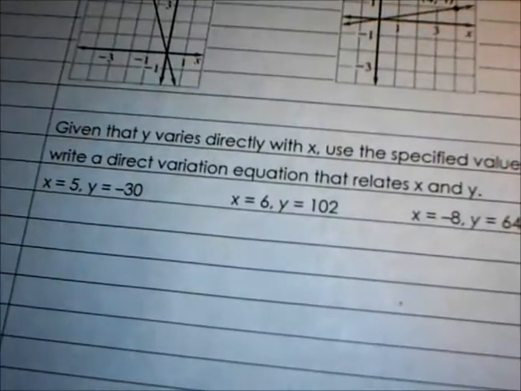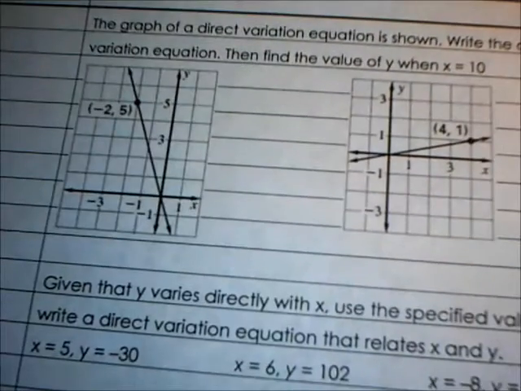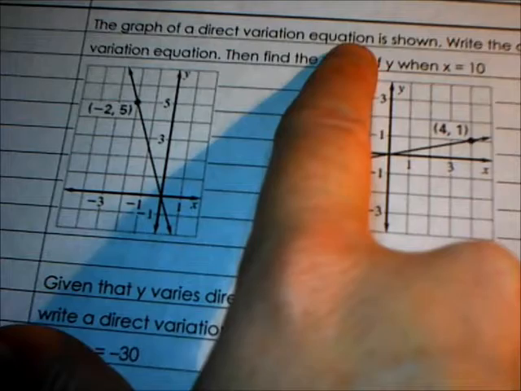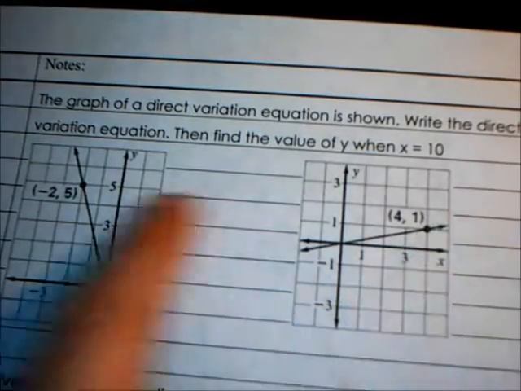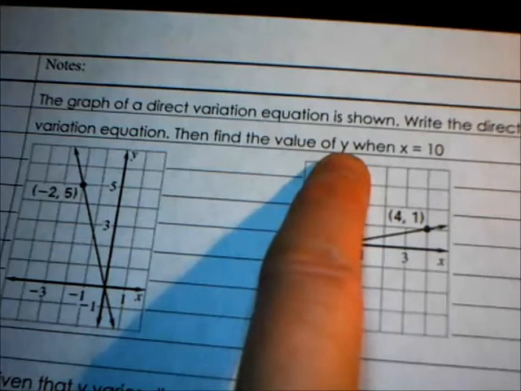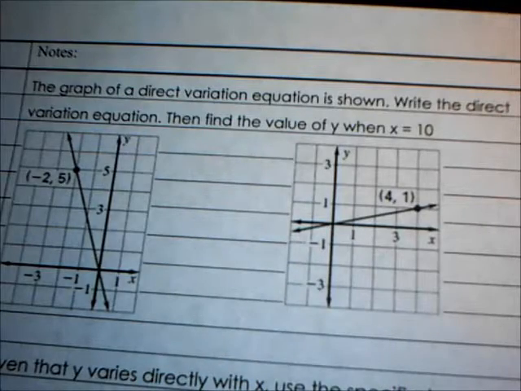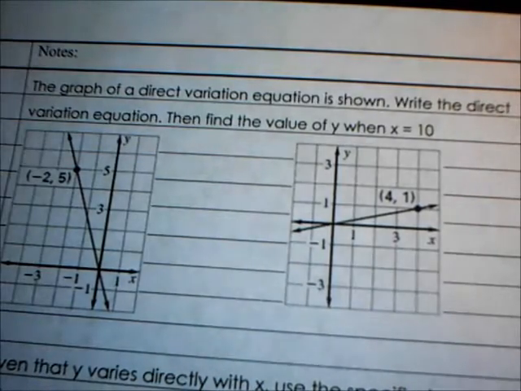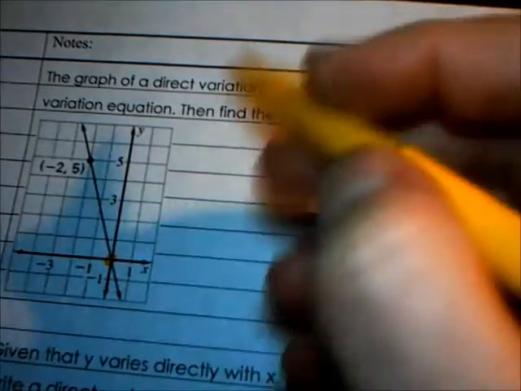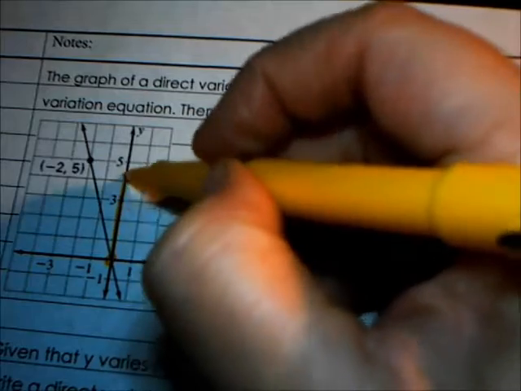On the next page, we have example 3. It says the graph of direct variation equation is shown. Write the direct variation equation. Find the value for y when the x is actually going to be 10. So they want me to actually find my equation. Well, it's going through 0, 0.